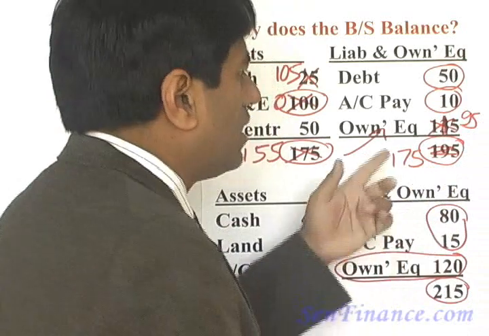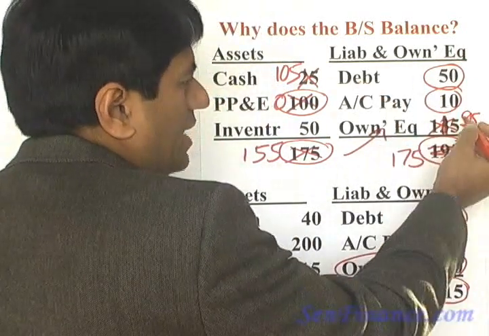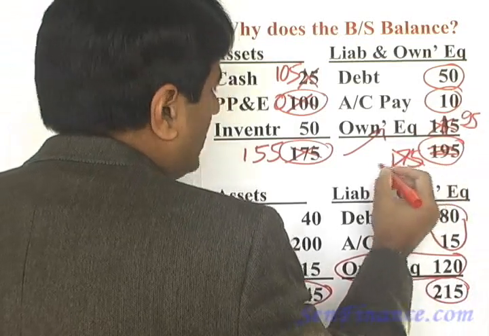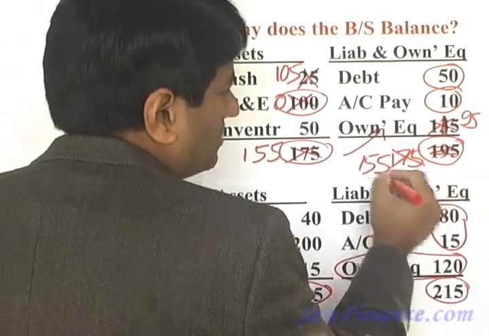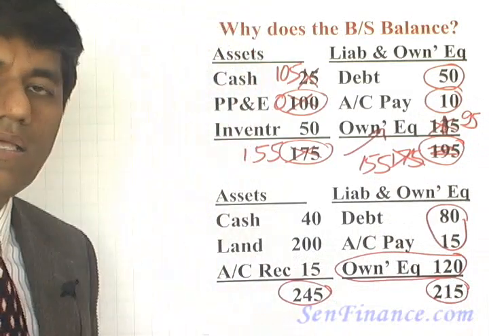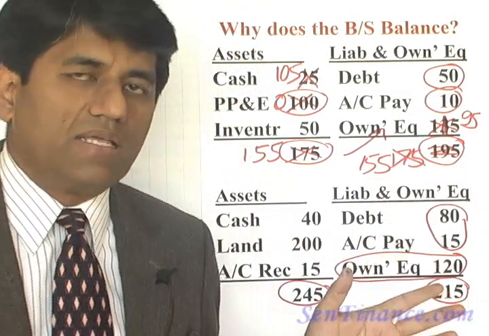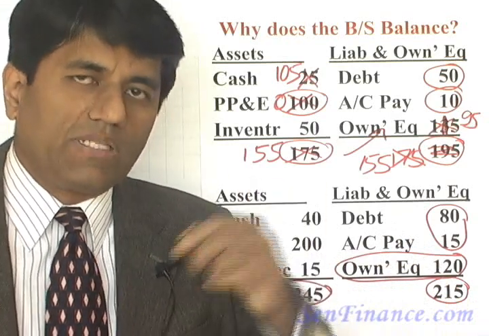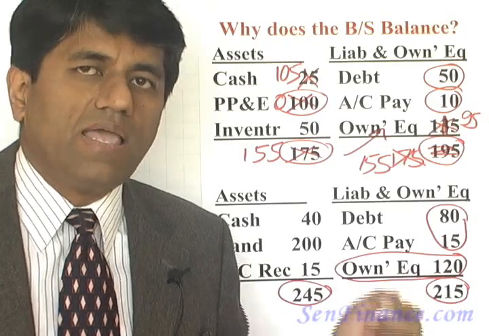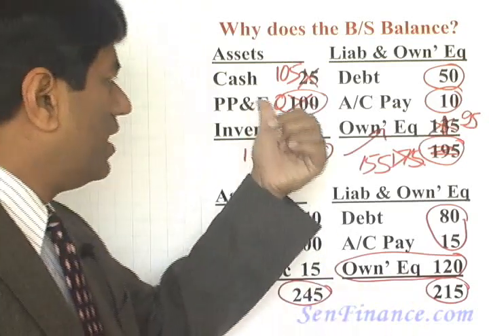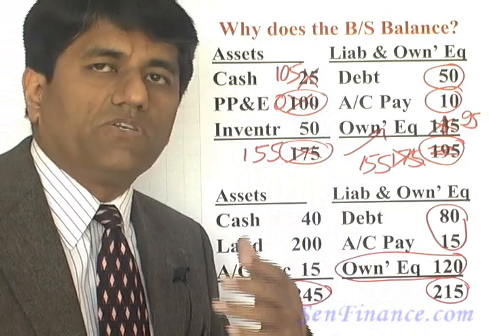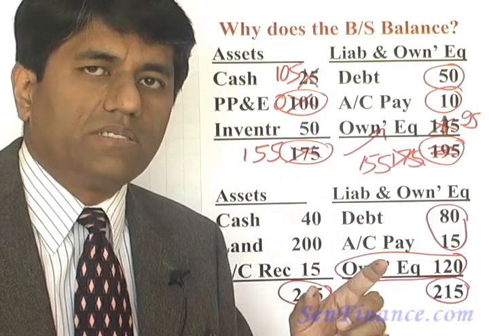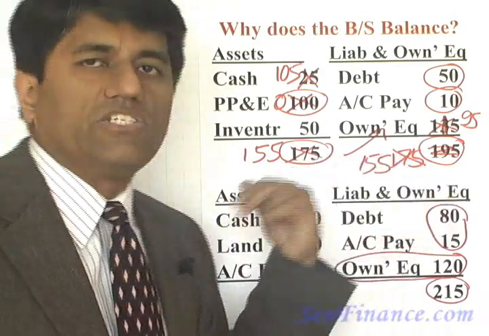So the correct owner's equity due to the loss of 20 would be not 115 but 95, and this would become 155. So the fact that the balance sheet was not balanced gave you a clue that some mistake had been made during the process of preparing the financial statements, and the mistake was that this property, plant and equipment which was sold at a loss, that loss was not taken into account in the income statement, and once you correct that, your balance sheet will again balance.